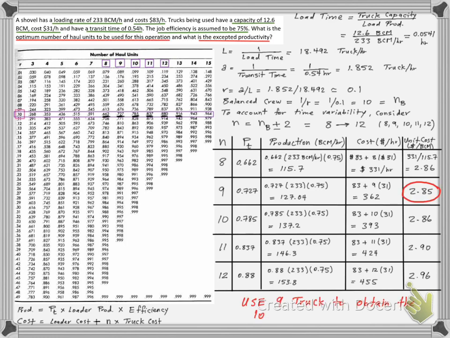We conclude this exercise that the optimal crew will include only 9 trucks because they provide the least expected unit cost.